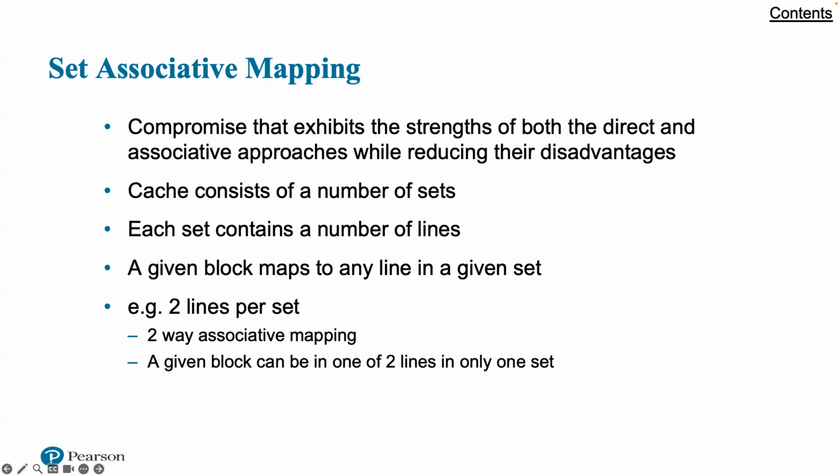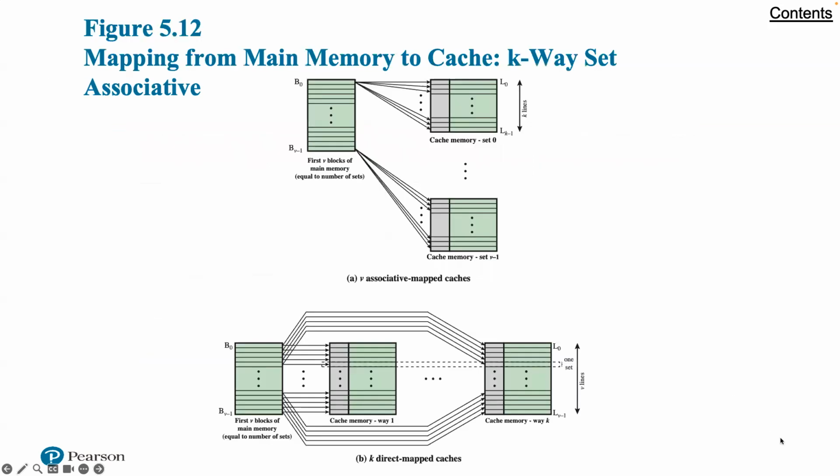where I is the cache set number, J is the main memory block number, M is the number of lines in the cache, V is the number of sets, and K is the number of lines in each set. This is referred to as K-way set associative mapping. With set associative mapping, block B sub J can be mapped into any of the lines of set I. And so this is what that looks like.